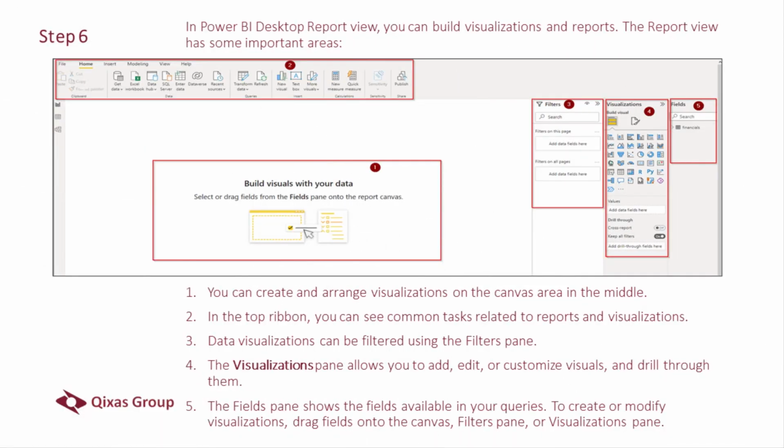Step 6. In Power BI Desktop Report View, you can build visualizations and reports. The report view has some important areas. You can create and arrange visualizations on the canvas area in the middle. In the top ribbon, you can see common tasks related to reports and visualizations. Data visualizations can be filtered using the Filters pane. The Visualizations pane allows you to add, edit, or customize visuals, and drill through them. The Fields pane shows the fields available in your queries. To create or modify visualizations, drag fields onto the Canvas, Filters pane, or Visualizations pane.